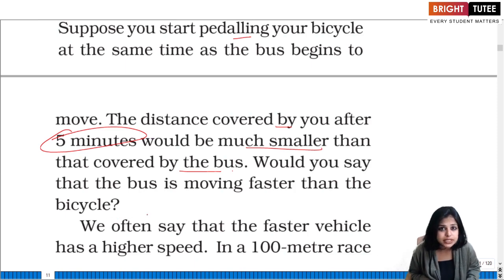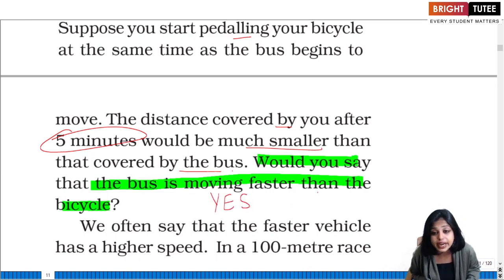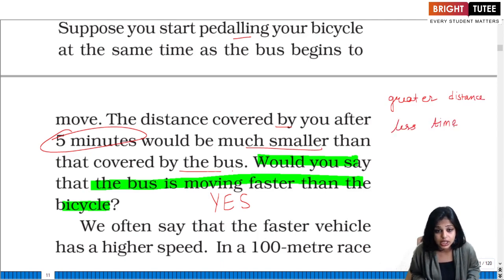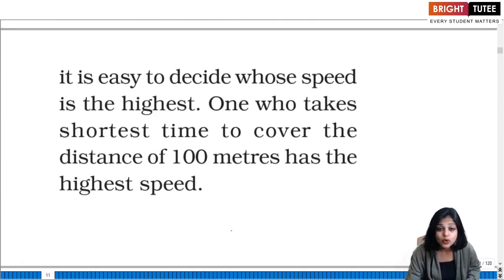Now, would you say that the bus is moving faster? If this question comes to my mind, yes or no, the answer will be a big yes. The bus has covered greater distance in less time or in equal time. Hence, we will call it moving faster. We often say that the faster vehicle has higher speed. So the term we have to refer to here is speed. In a 100-meter race, students, it is easy to decide whose speed is highest: one who takes the shortest time.